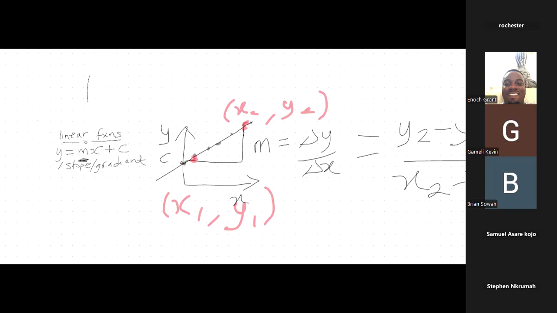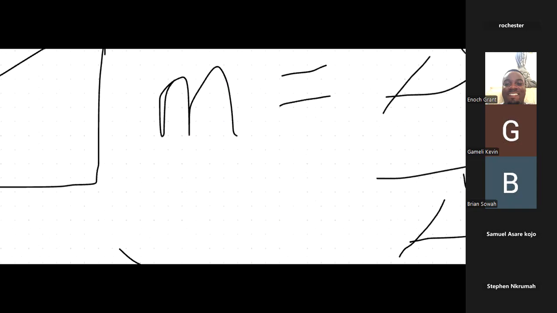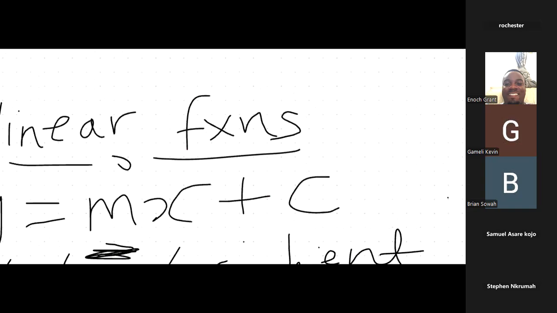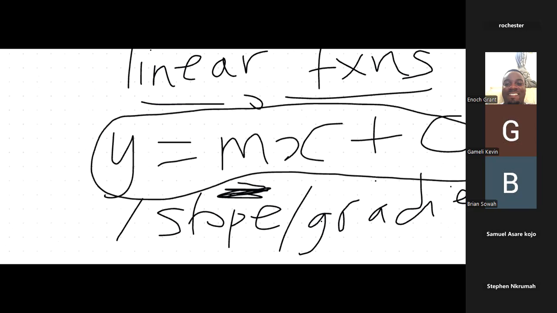All right. Now we move on to this equation, y is equal to mx plus c. This equation, let me circle it. Y is equal to what? mx plus c. Now we know how to determine the value of m.